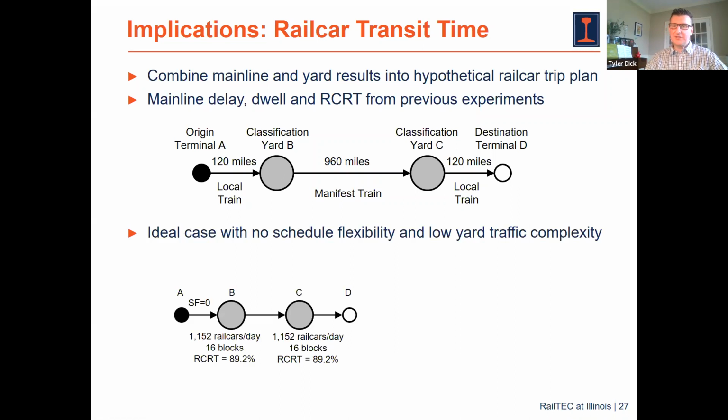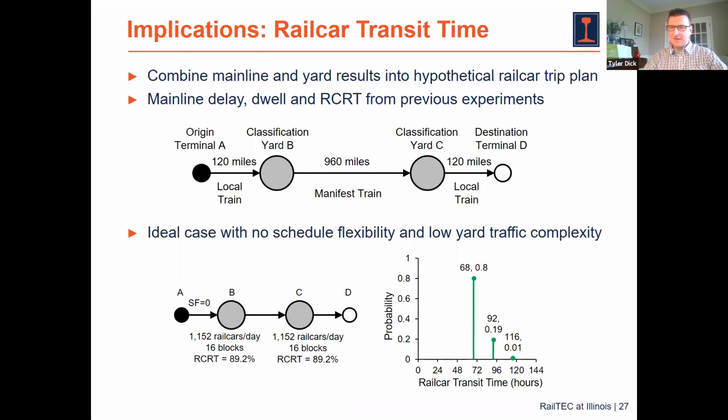Ideal case with no schedule flexibility, if we had a perfectly structured operation and we had low yard traffic complexity, in other words, we're making very few blocks, so the yards were at low utilization. And when we look at this, what we can see is that we've got a very high probability of making an ideal type trip plan where we make both of our connections, and it takes roughly 68 hours for our rail car to move from our origin terminal A to our destination terminal D. Smaller probability of missing 1 or 2 connections and incurring a 24-hour or 48-hour penalty because we typically assume we have 1 train departure per day.